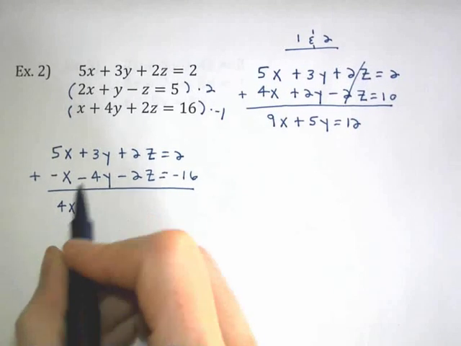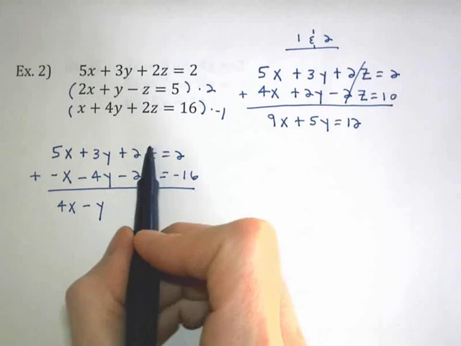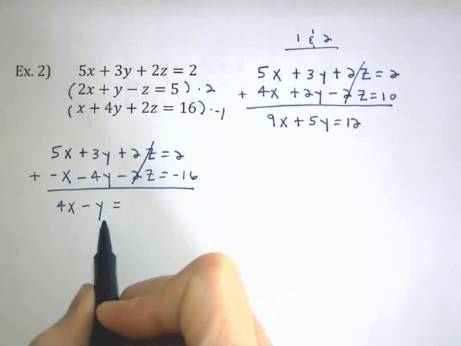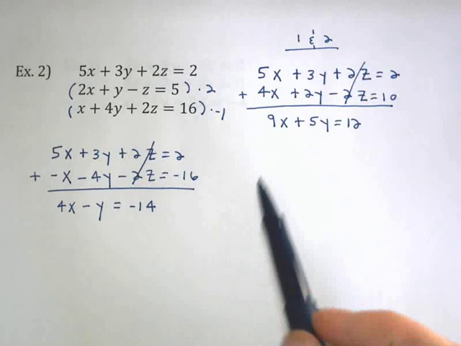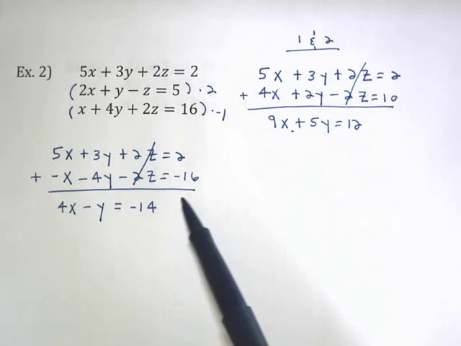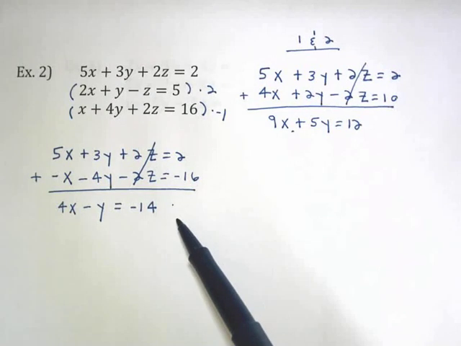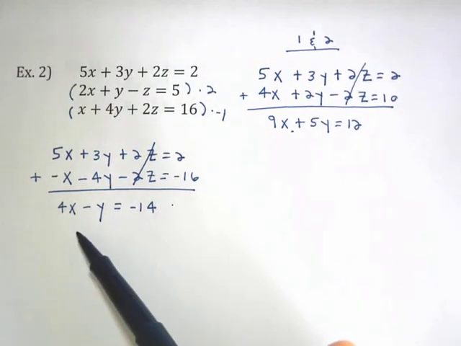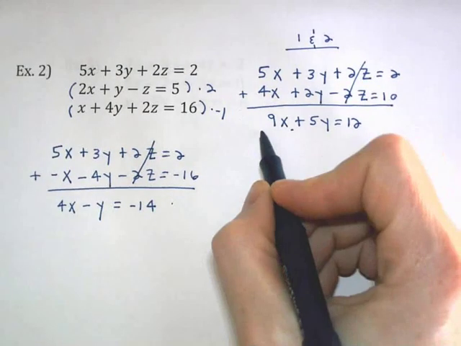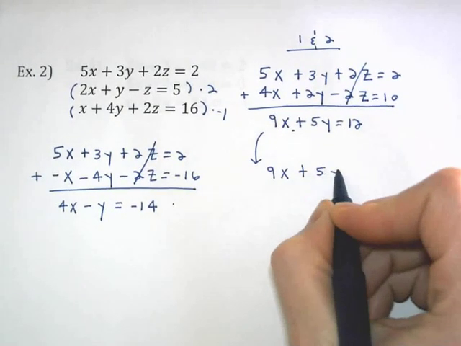So 5x and -x makes 4x. 3y plus -4y makes -1y. My z's have canceled and eliminated, and it's equal to -14. So now I'm going to use these two equations that I've created here, and it looks like it's going to be easy to eliminate the y, because I can just take this second equation down here and multiply it all by 5, and that will give me the opposite y's that I need. So I'm going to kind of bring this with here, because I'm going to use that just the way it is.